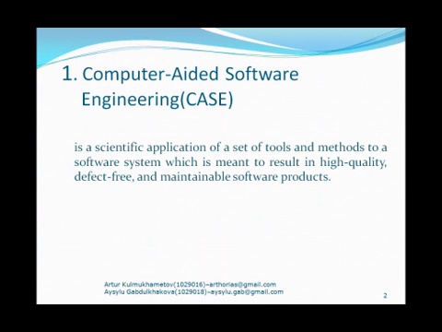Computer-aided software engineering, so-called CASE, is the scientific application of a set of tools and methods to a software system which is meant to result in high quality, defect-free and maintainable software products. It also refers to methods for the development of information systems, together with automated tools that can be used in the software development process.